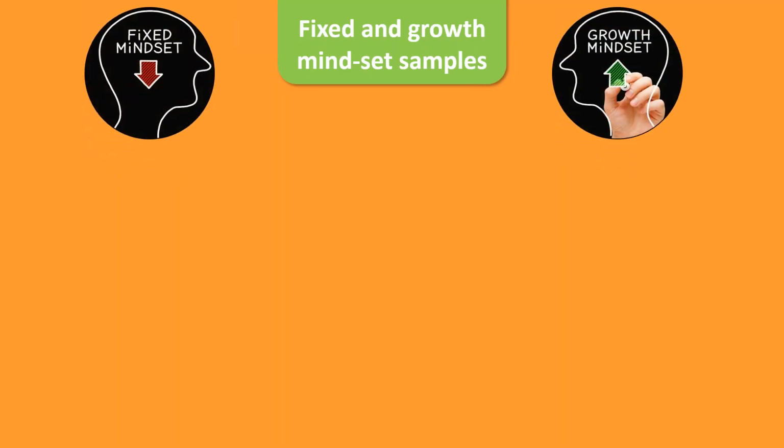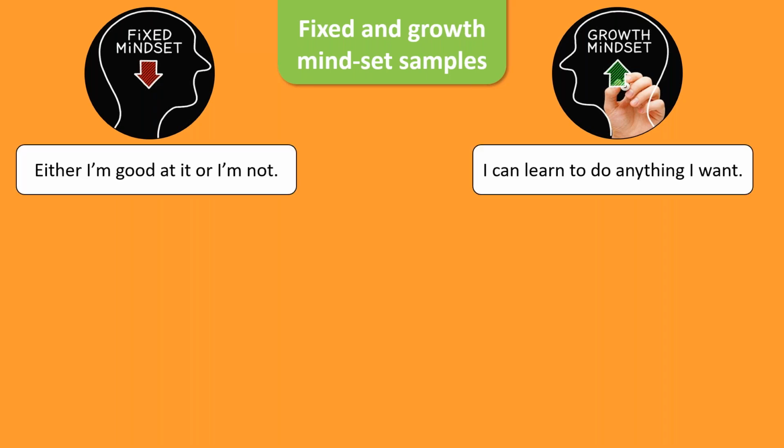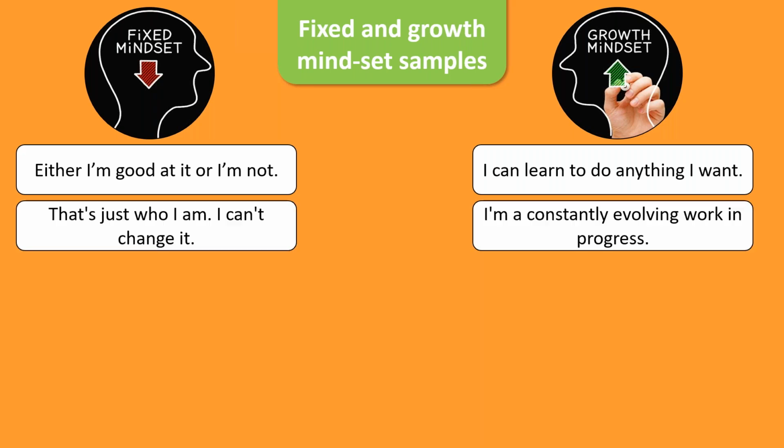So I want you to have a look at the following examples and try to imagine each of the statements that suits you best. I'm going to put them up one by one. There are two of them. One is a fixed mindset, one is a growth mindset. Just have a look and see which one fits you the best. The first one is either I'm good at it or I'm not, or I can learn to do anything I want. The second one, that's just who I am, I can't change it, or I'm a constantly evolving work in progress.